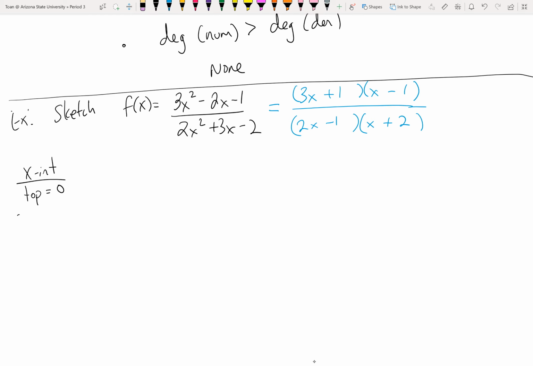So I'm going to set the factored form, 3x plus 1 times x minus 1, equal to 0 and solve. And I hope it doesn't take a lot of thinking. You guys know immediately that the answer is x equals negative 1/3 and x equals 1. Right? That's why I like factored form. Makes solving easy.